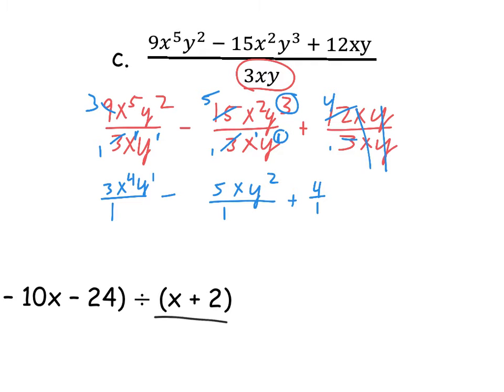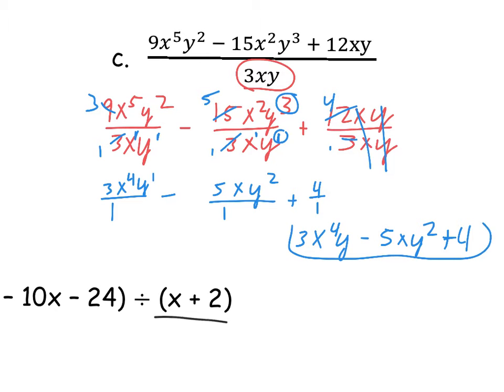And just cleaning this up, I guess you'd say 3x to the fourth y minus 5xy squared plus 4. You don't have to have those ones in there. I just have them in there as kind of a placeholder. And that's it if you're dividing by one term, okay?